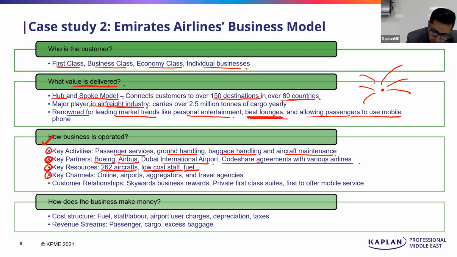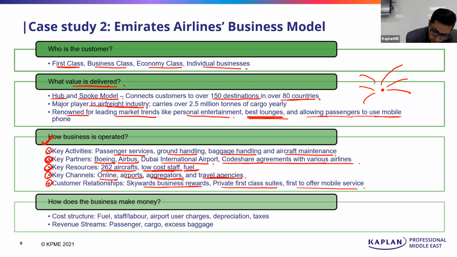And how do they reach their customers? Through online, airports, some aggregators like booking.com, Make My Trip, GoIbibo, and so on and so forth, and then travel agencies. So this is how they reach their customers. Then customer relationships, they offer loyalty discounts, Sky Awards, business rewards, private first class suites, and also the first to offer mobile services.